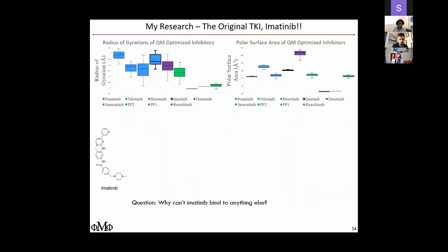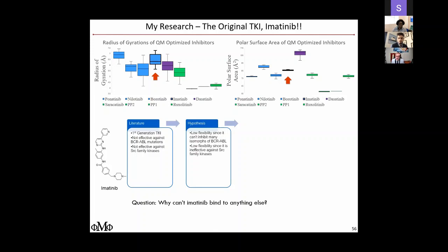Now we're going to go on to imatinib. What about imatinib? What makes it not be able to bind anything else? Unfortunately, I don't have a concrete answer for this, but let's just remind ourselves which one it is. So the one underneath the arrow, above the arrow. 1st generation, not effective against BCR mutations and not really effective against most SRC family kinases in general. And so I said, I believe it.